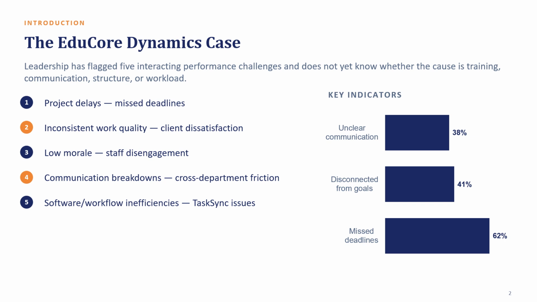The leadership at EduCore Dynamics has flagged 5 interacting performance challenges and does not yet know whether the cause is training, communication, structure, or workload. They have flagged project delays, inconsistent work quality, low morale, communication breakdowns, and software workflow inefficiencies. 38% have cited unclear communication, 41% are disconnected from goals, and 62% report missed deadlines.